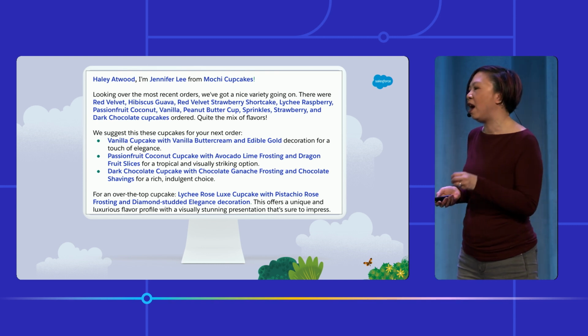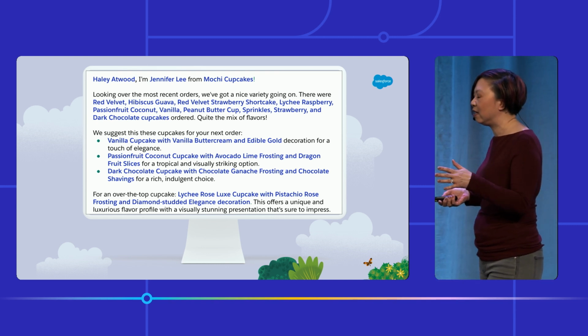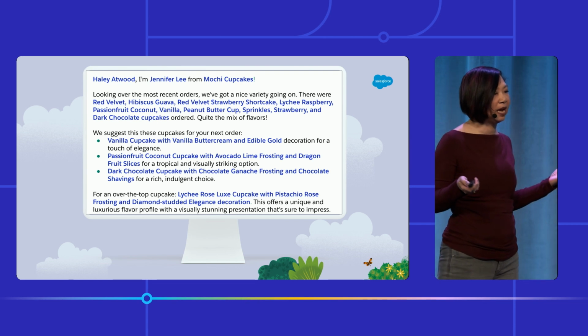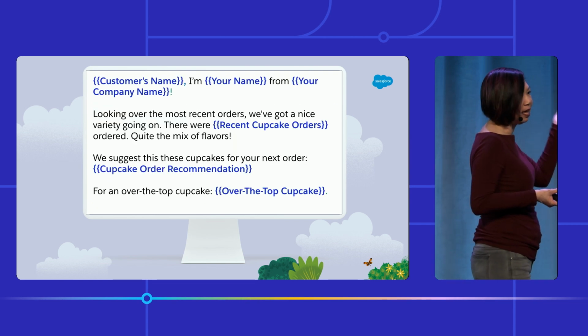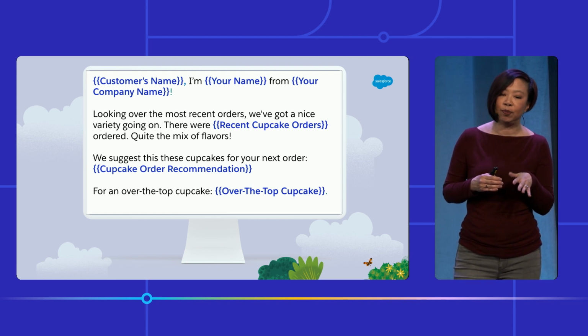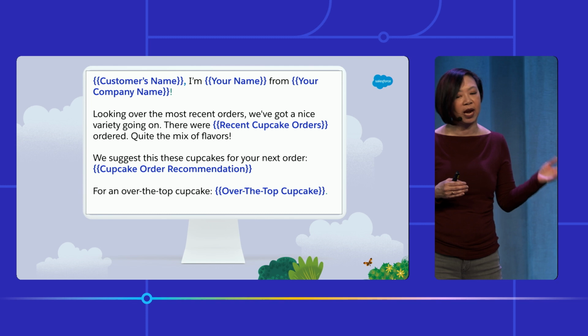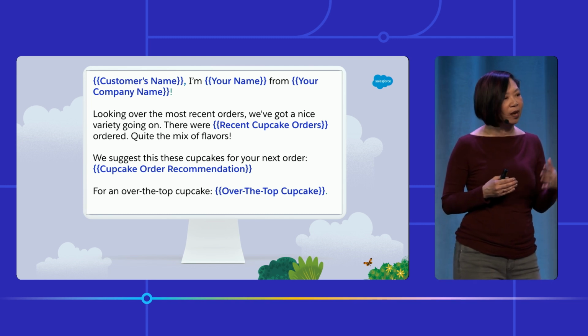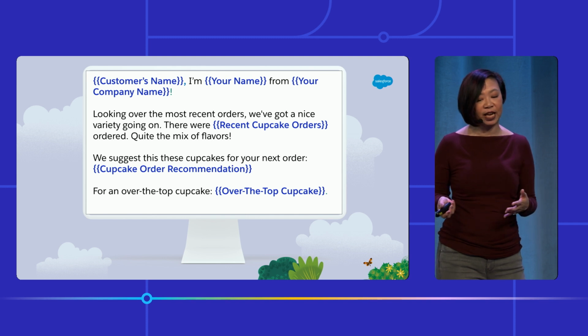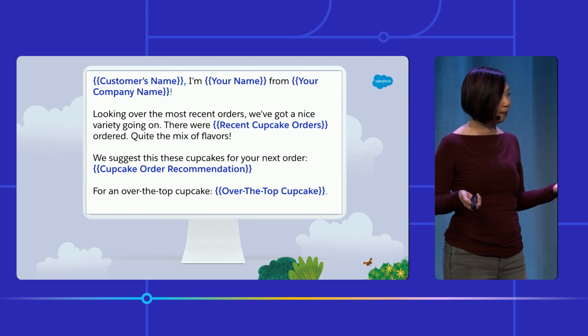Now, we do not send static data into our prompts. So when we create a prompt template, it looks more like this, with the little merge fields that we're dynamically grounding our prompt with data. So we're pulling in your customer's name, your company name, the recent cupcake orders, the recommendations, and the over-the-top cupcake.